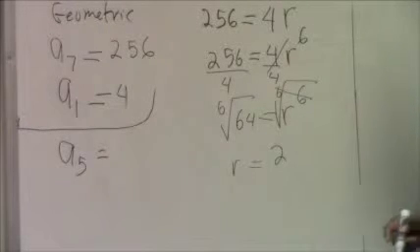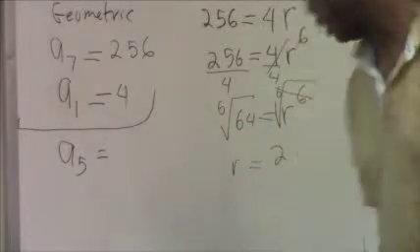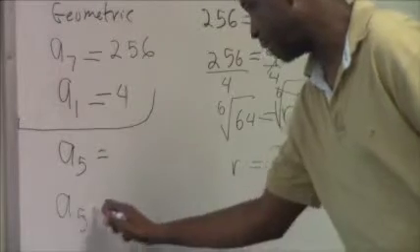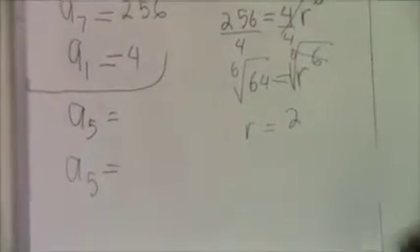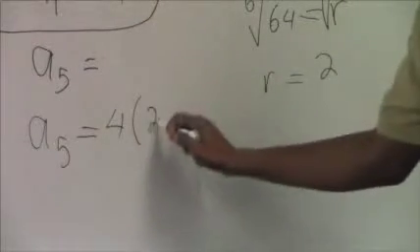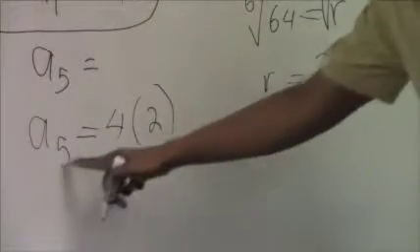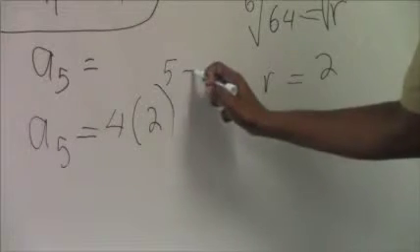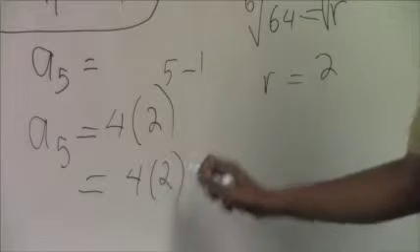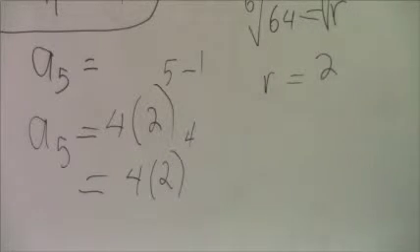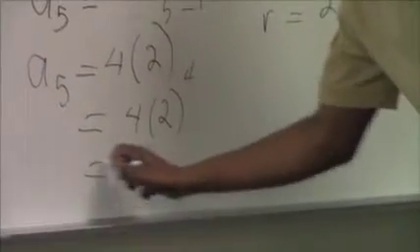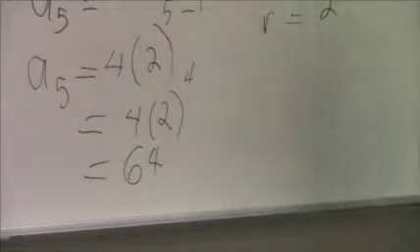So now that we know r, we can go ahead and find A5. So A5, that means our n in this case is 5, will be equal to A1, which is 4, times r, which is 2, to the n minus 1, which is 5 minus 1. So that will be 4 times 2 to the 4th. 2 to the 4th is going to be 16. 16 times 4 would be what? 64. So A5 will be 64.